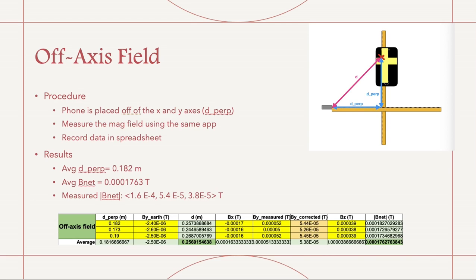As shown in the diagram, we position the magnetometer at distance d perpendicular from the axis and then measure the magnetic field as we did in the first part. We will then account for the Earth's magnetic field by subtracting it from the y component of the magnetic field. From this, we get the following data values. The average distance d perpendicular is 0.182 meters. The average net magnetic field is 0.0001763 teslas. And the measured net magnetic field vector is 1.6 times 10 to the negative 4 teslas in the x direction, 5.4 times 10 to the negative 5 in the y, and 3.8 times 10 to the negative 5 in the z direction.